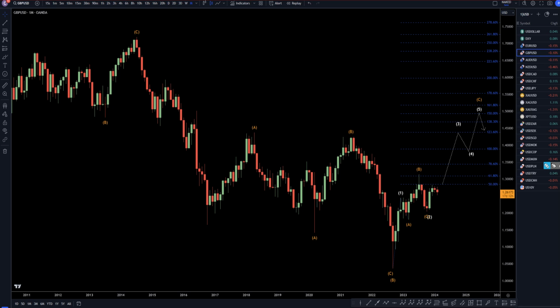Today is Monday, February 12th, and I'm going to be analyzing the pound US dollar, starting on the monthly, working my way down to that 1 hour time frame for the full top down analysis.